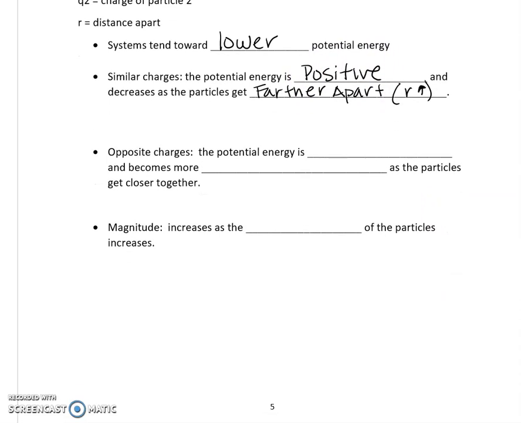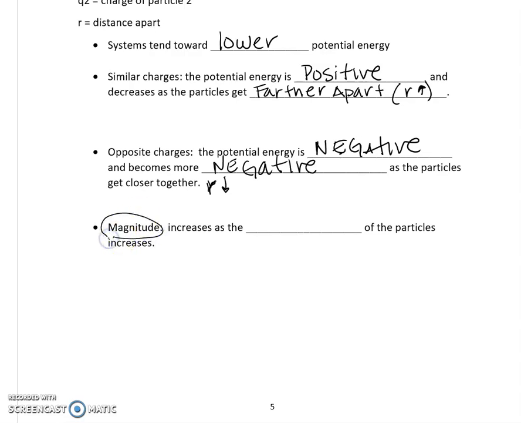Now, if you have opposite charges, the potential energy is negative. It's negative. And becomes more negative as the particles get closer together. So this is when our R, looks like a V, but that's an R, is getting smaller, R decreases. So those are becoming more stable as they get close to each other. And that should make sense. You guys have already learned that opposite charges attract one another. Okay, so that situation is more stable.